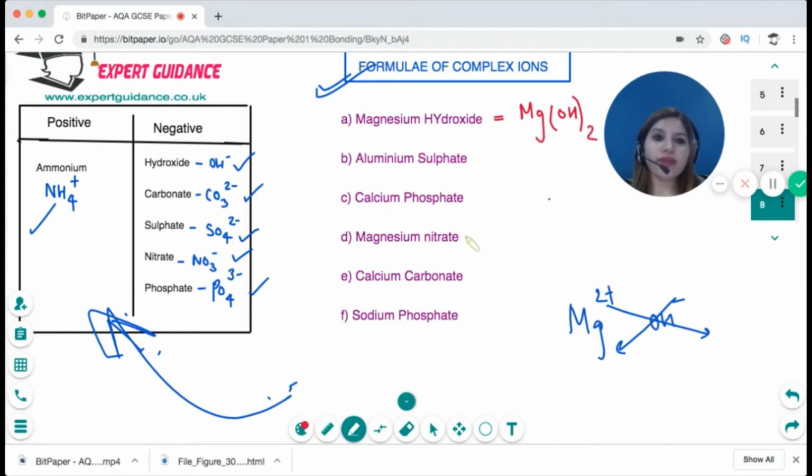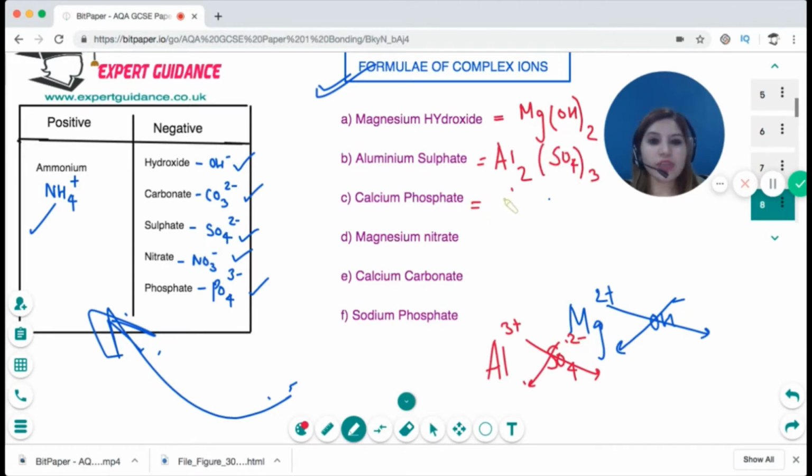What is the formula of aluminium sulfate? Aluminium is 3 plus, SO4 is 2 minus. We do the crisscross. Aluminium will get the 2 of sulfate, so it will be Al2. The whole sulfate gets a 3 number. So you put SO4 entirely in a bracket and you write 3. Okay, so in this way you can get calcium phosphate as Ca3(PO4)2.